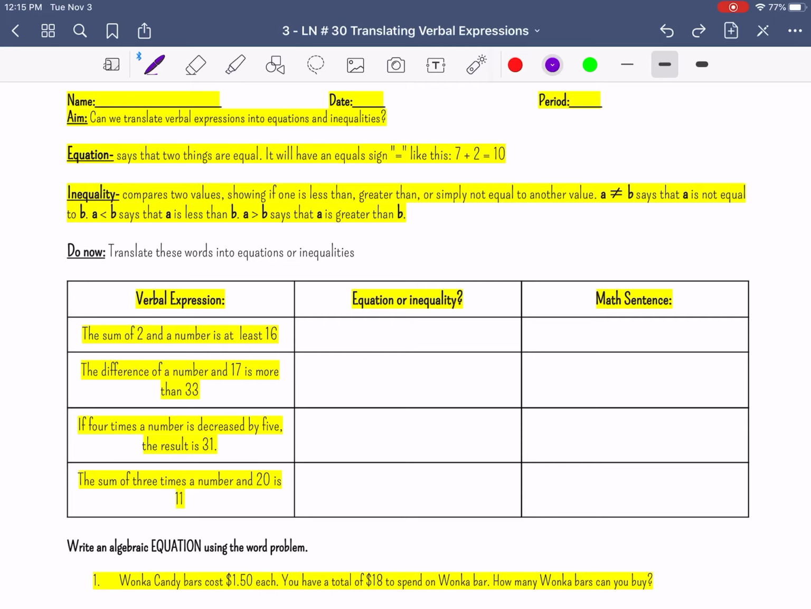And I'm going to read the aim to you. Can we translate verbal expressions into equations and inequalities? So that's what we'll be working on today. We did some practice with this, but we're going to get more into it, and I have some definitions here.